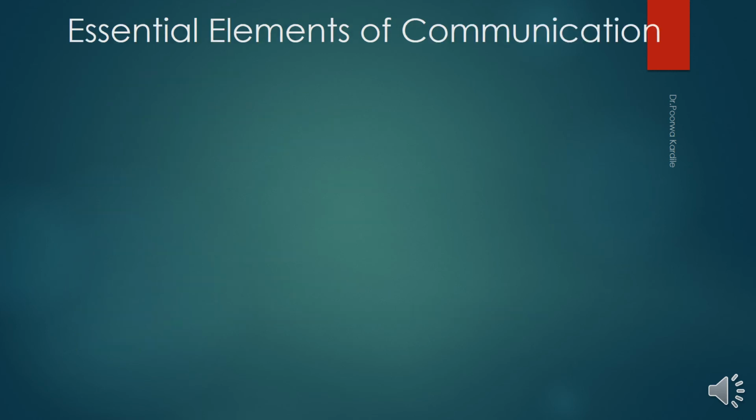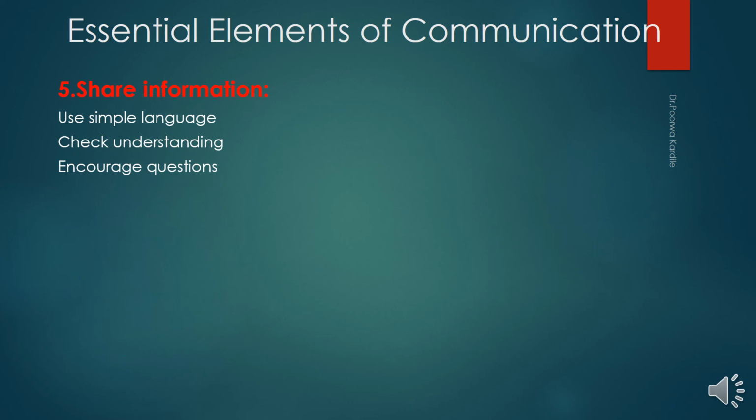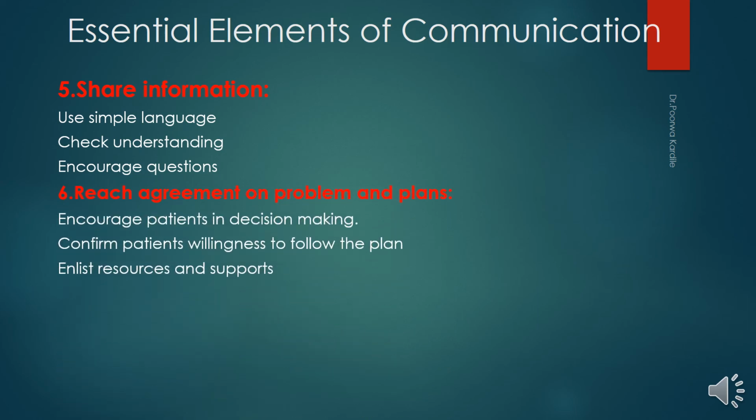Fifth essential element of communication is share information. So the doctor should discuss the nature, course, prognosis of disease, necessity of investigation and treatments available in a simple language which can be understood by a patient. Again, details of expensive investigations, drugs, and their effect on the course and outcome of the disease should also be discussed by the doctor.